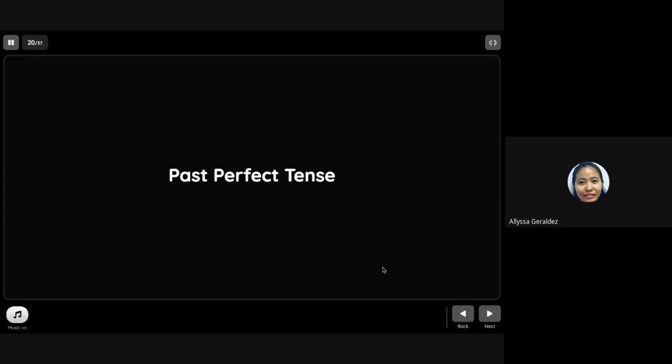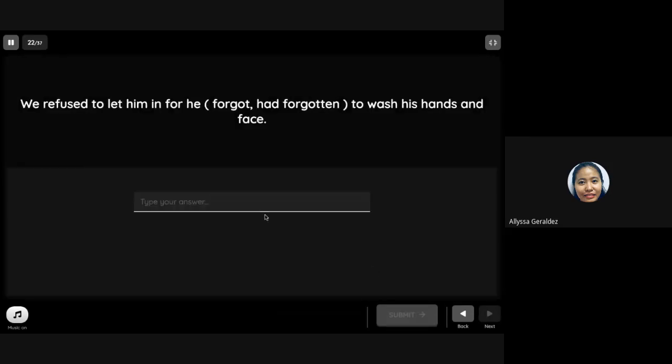So that's it for the past participle. And of course, we'll link this one towards past perfect tense. Remember the pattern? Had plus the past participle. So let's try to see if you can get it right. And then let's try. We refused to let him in, for he had forgotten to wash his hands and face. Let's try to see if we got it right. Wow, nice try.